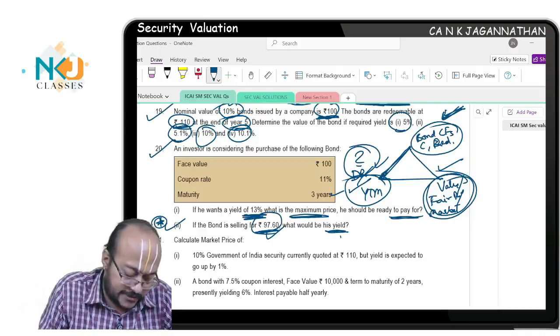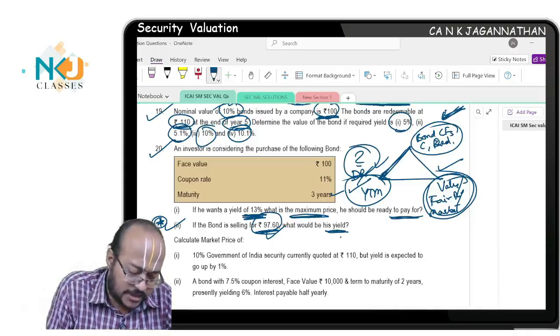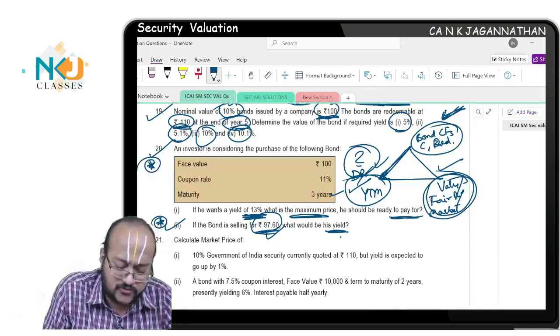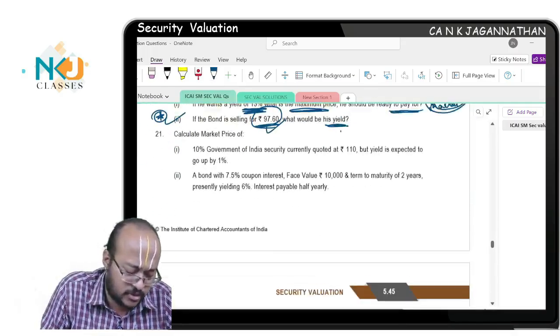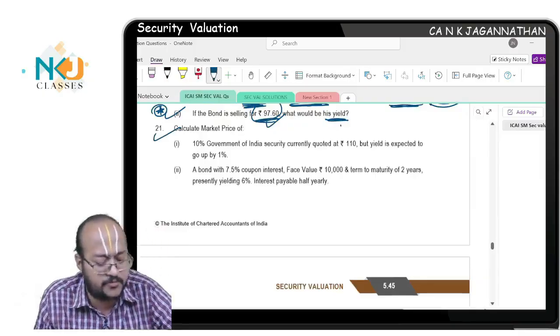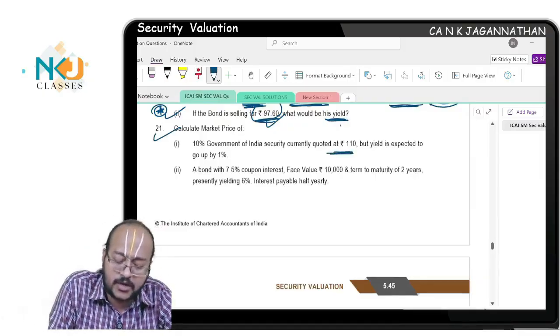Next, moving on to the next question. You can mark this question as important, with 1 star being enough, because it is a simple YTM computation. Next: calculate the market price of a 10% Government of India security currently quoted at 110.